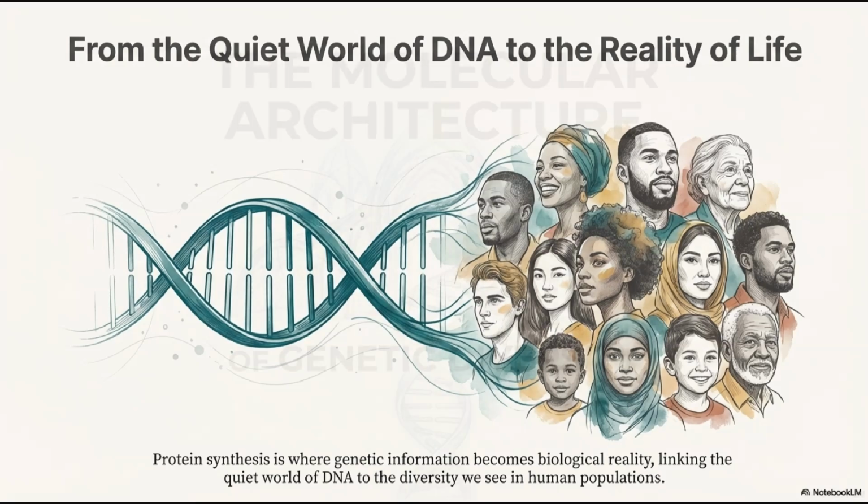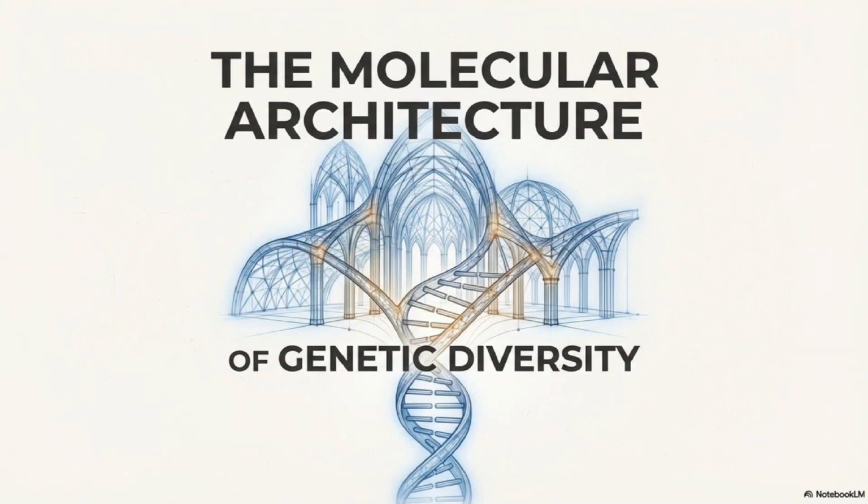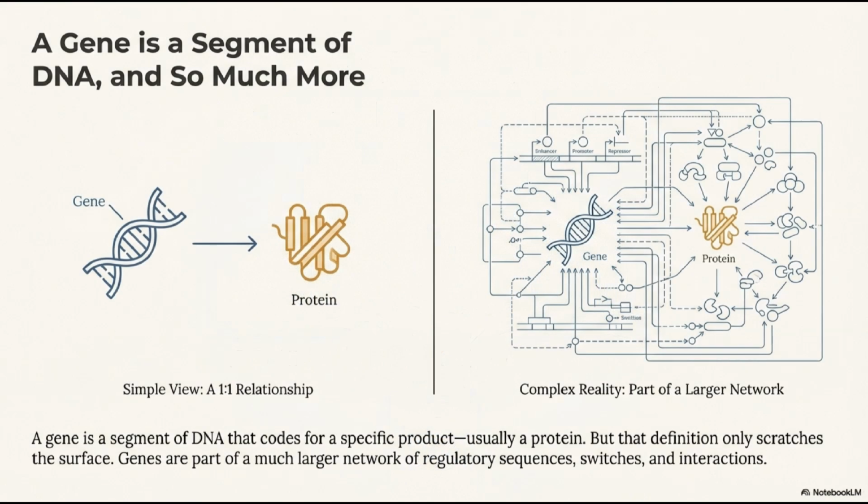in human populations. Let's spend some time with one of the most fascinating parts of this module, how genes contribute to the incredible variety we see within and between human populations. First, let's revisit what we mean by a gene. A gene is a segment of DNA that codes for a specific product, usually a protein. But that definition only scratches the surface. Genes are part of a much larger network of regulatory sequences, switches, and interactions that ultimately shape traits.